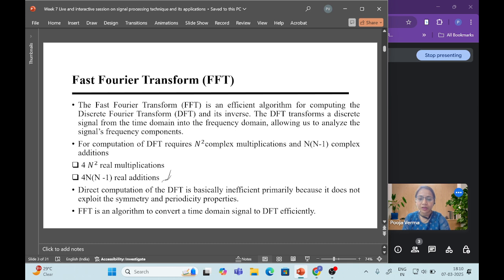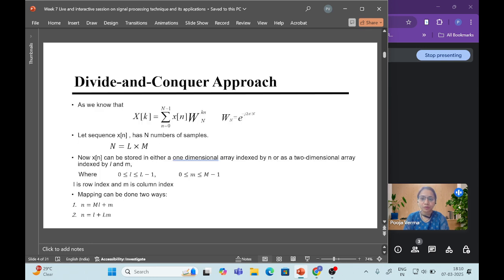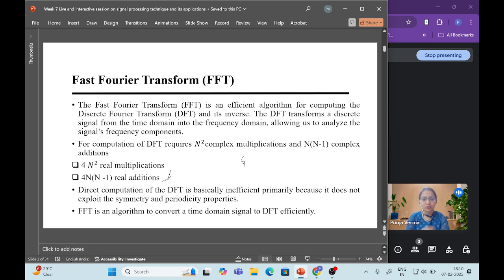So direct computation of the DFT is basically inefficient and cannot be used for large sequences, as it does not exploit the symmetry and periodicity properties. FFT is an algorithm to convert a time domain signal to its DFT frequency domain efficiently. The fast Fourier transform is an algorithm, it is not a method. Basically, the fast Fourier transform consists of two methods.